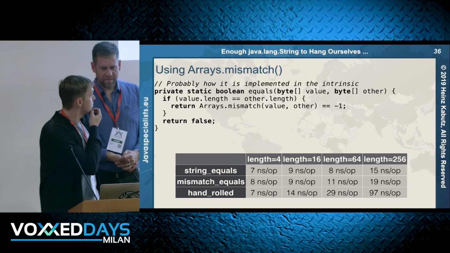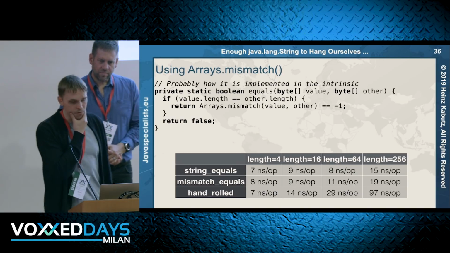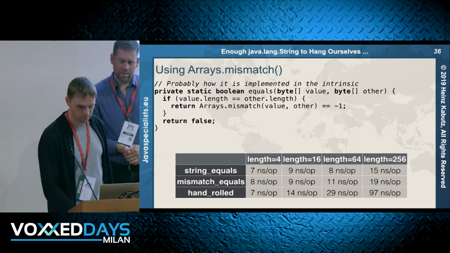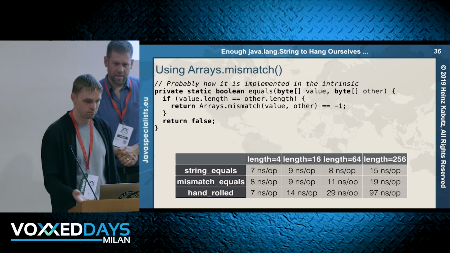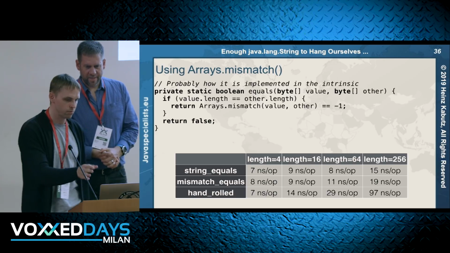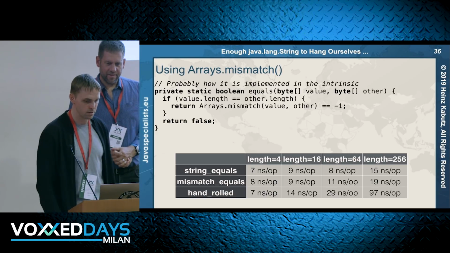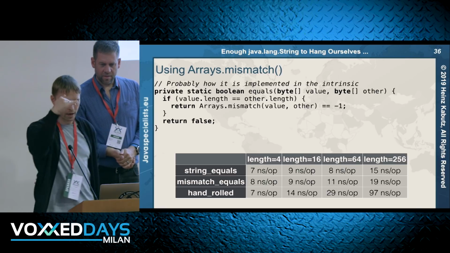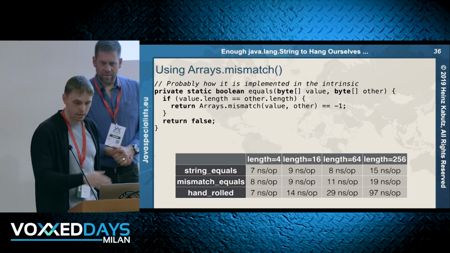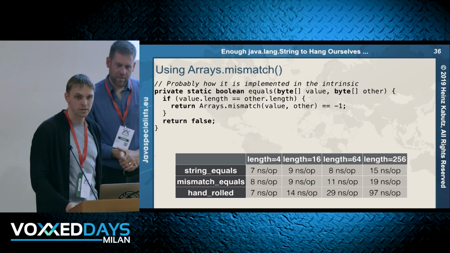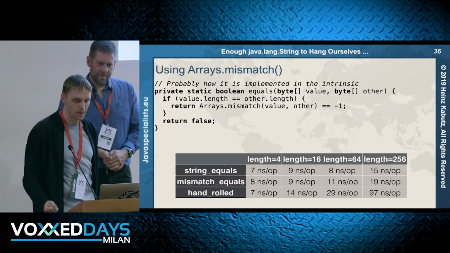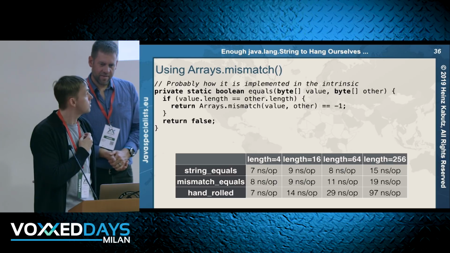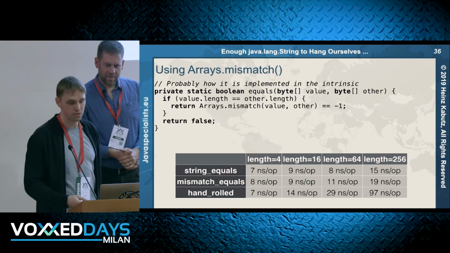So let's measure the performance. If we call string equals with different lengths of the strings, it's basically fast, right? It goes linearly with string length, but it's fast. If we do it manually, like they did it, walking the array manually, you see that it degrades way faster. So we have some performance problem. And if you use the new arrays mismatch, it's almost as close to string equals.